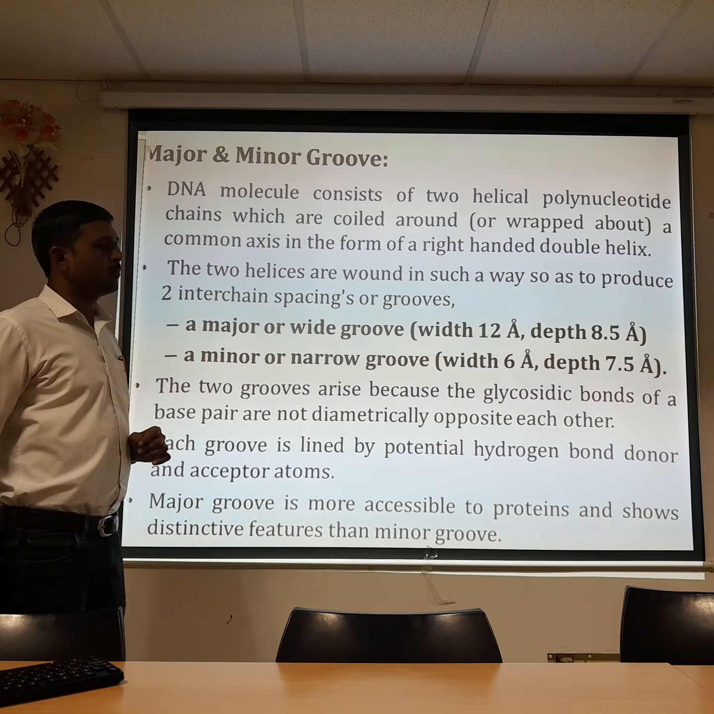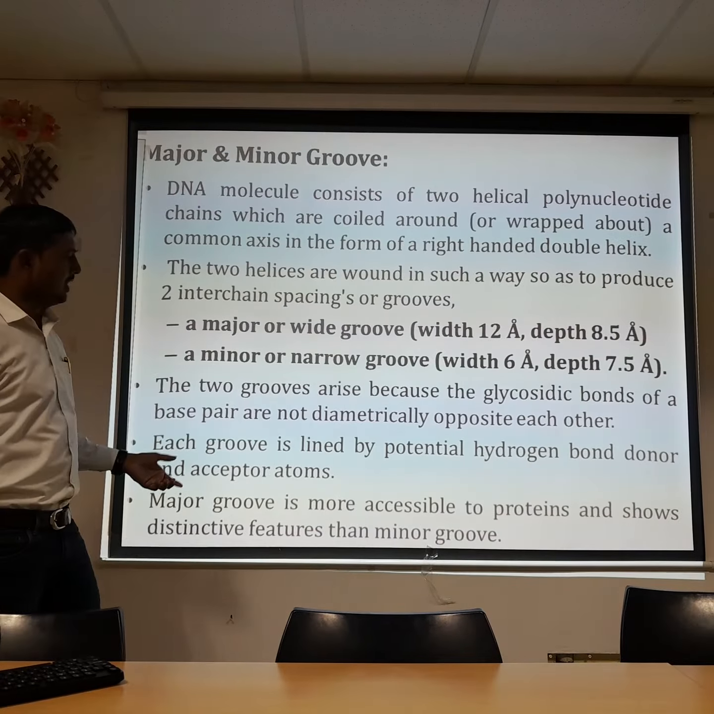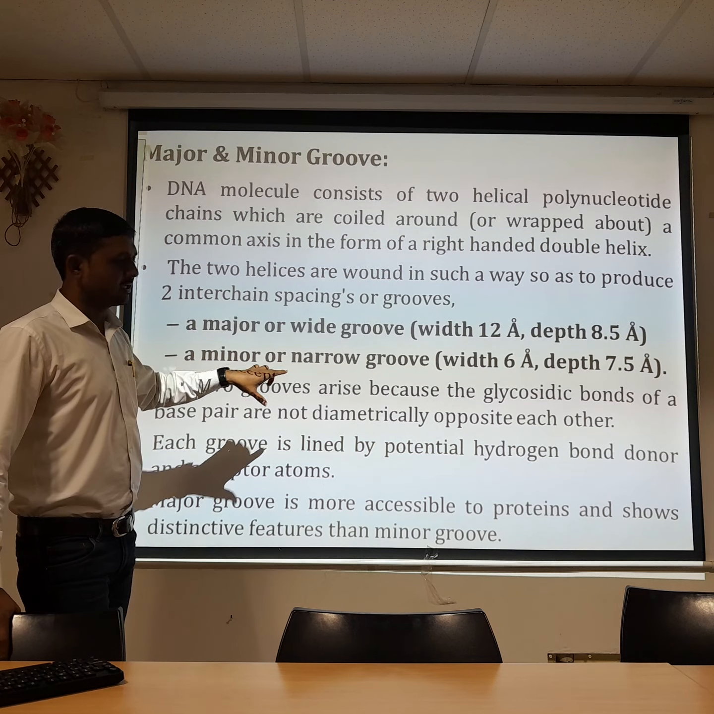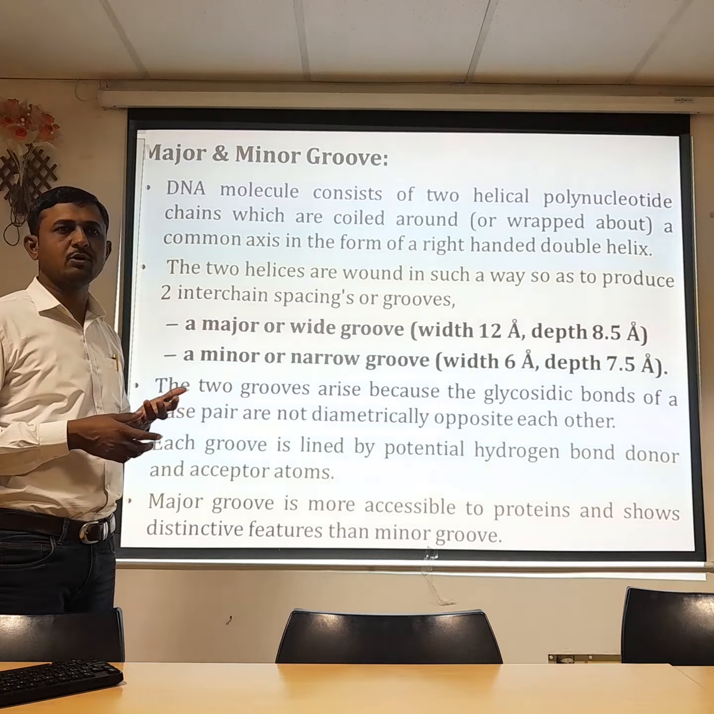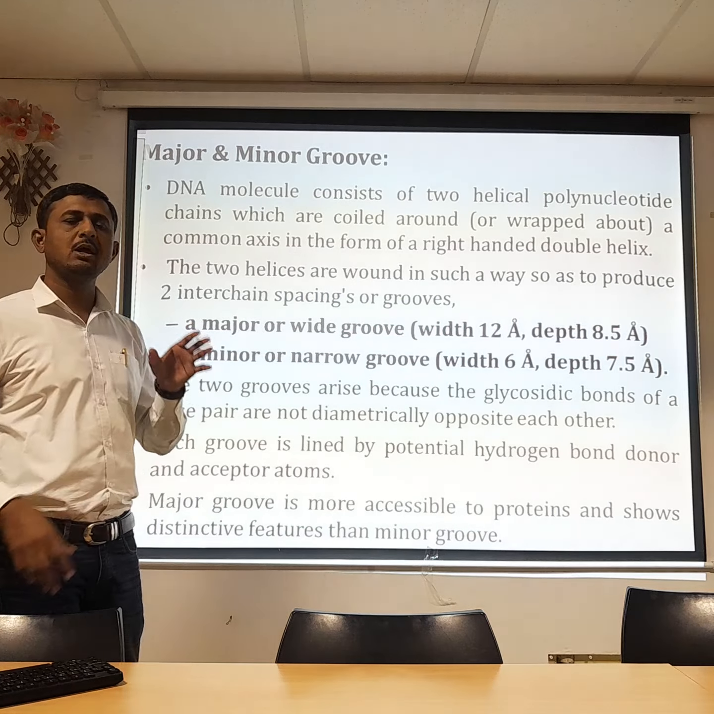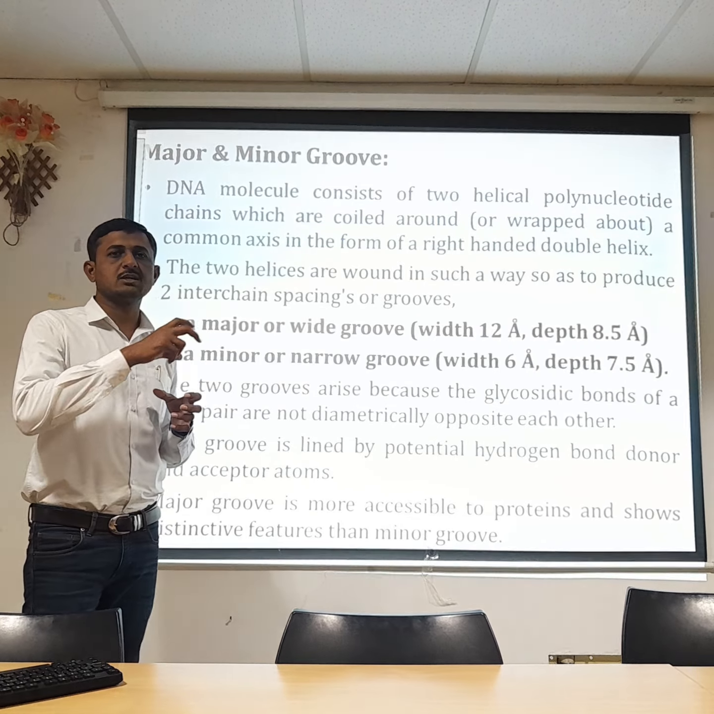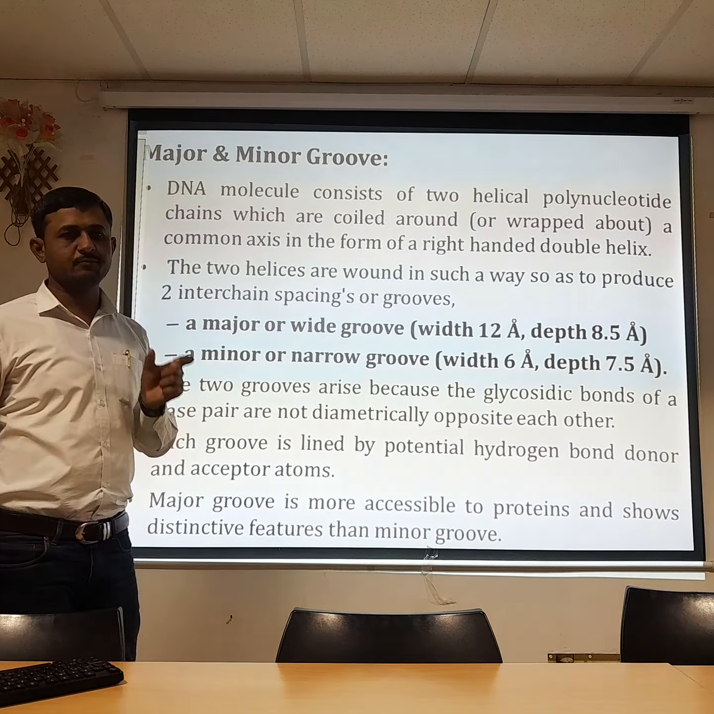Each groove is lined by potential hydrogen bond donor and acceptor atoms. For the formation of a groove, it requires a glycosidic linkage, where the sugar molecule is common to each type of DNA, but the base added may be a purine or a pyrimidine. On the basis of their structural conformation, the width and distance between these grooves can vary, and due to that, the major and minor grooves are formed in the structure, and each groove is lined by potential hydrogen bond donors or acceptors.